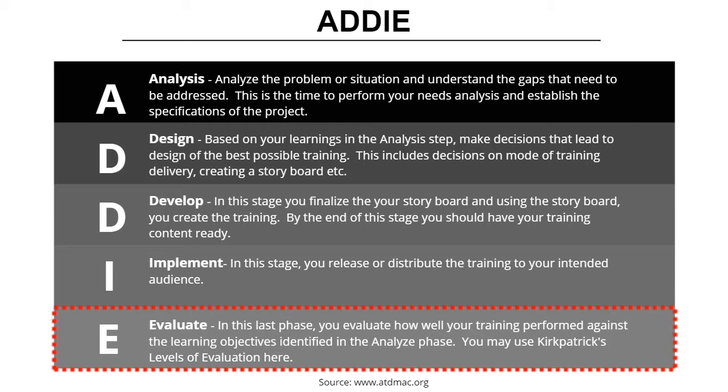And finally, the E in ADDIE stands for evaluation. In this phase, you evaluate if the learning outcomes you set out to achieve were met, and if the problem you were asked to solve with your training was solved indeed. We will discuss Kirkpatrick's different levels of evaluation later in this video, which you can certainly utilize in this phase.